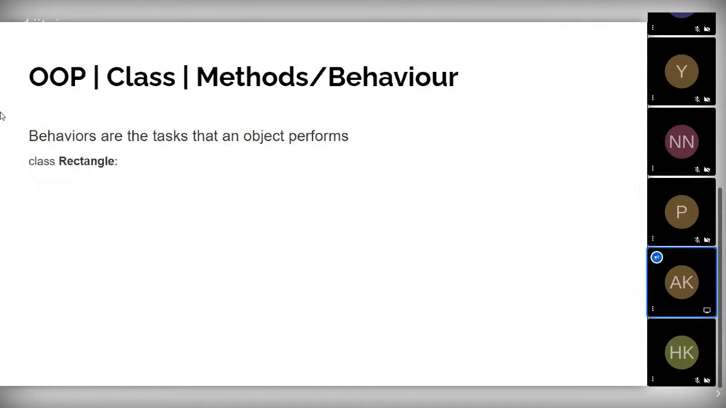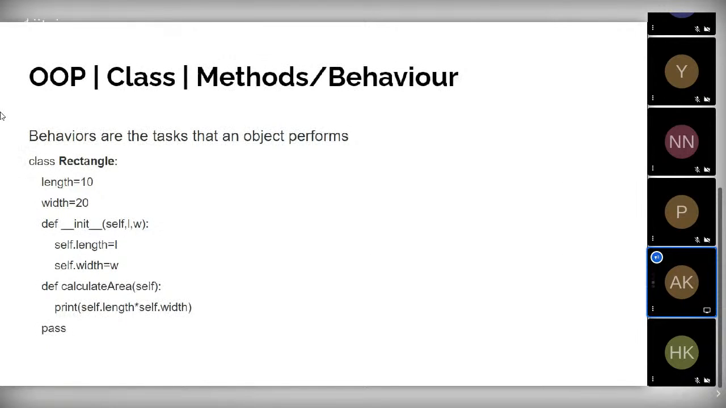Suppose I am giving you the example of adding a behavior in the class Rectangle. These length and width are attributes, and now see this. Don't get confused, I will explain. Length and width are attributes, and we are writing def. I told you that we use def to define any function. Here we write double underscore init double underscore, and then we pass the parameters self, l and w. So these are the three parameters that we are passing in this method: self, l and w.